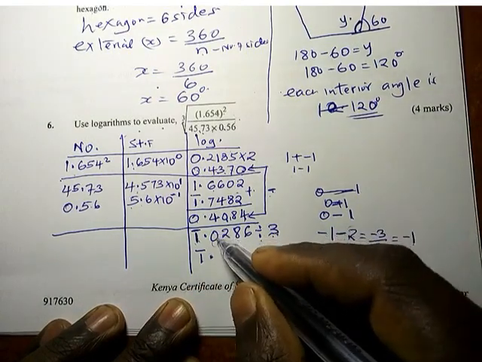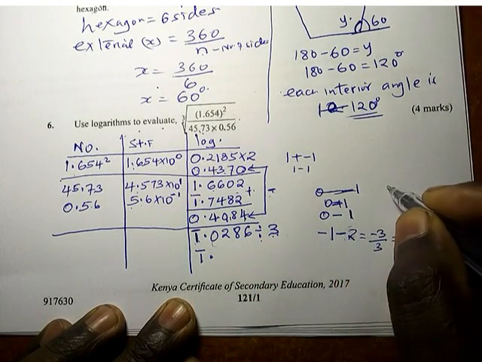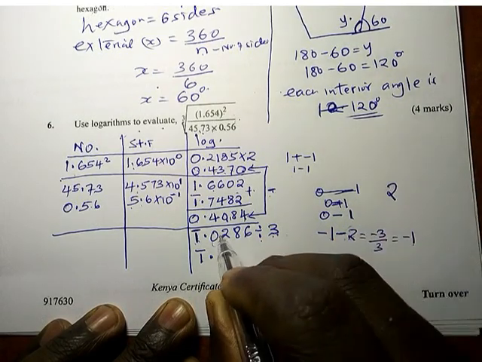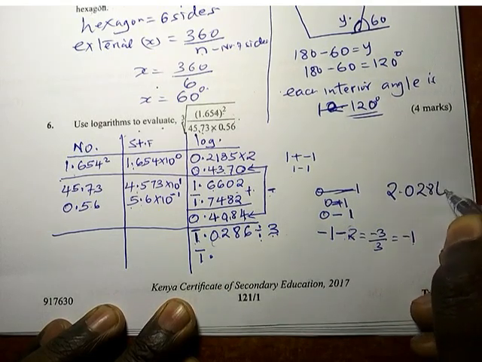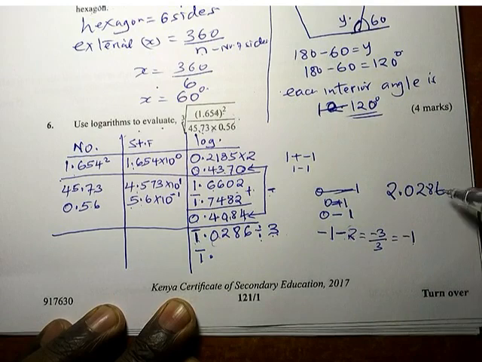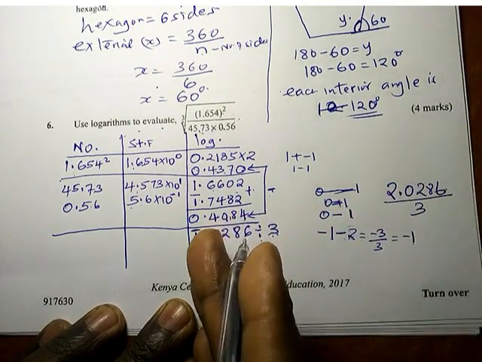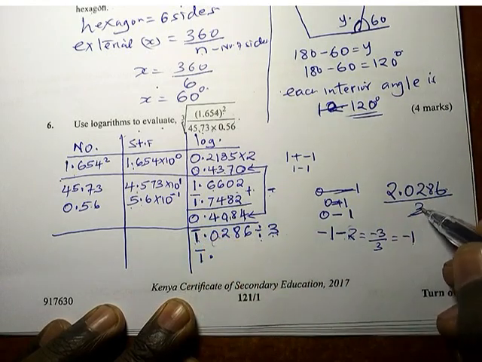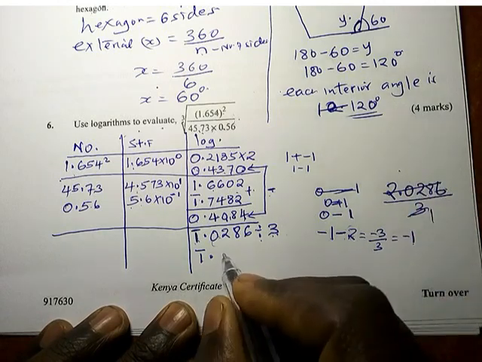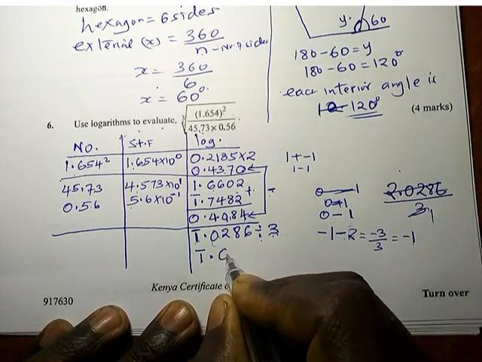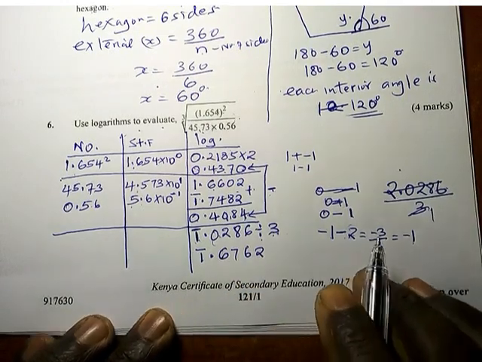Sasa I will add the number. What was the number? The number is a subtract kwa characteristic. So I will add it, so that is 2 plus this one 0.2 8 6. Nimeongeza ile number kwa mantissa, and then you divide by 3. So hapo tuna divide mara mbili, kwa characteristic na kwa mantissa. So hii mara moja hapa inaenda 6 7 6 2. So by so doing tumemaliza.